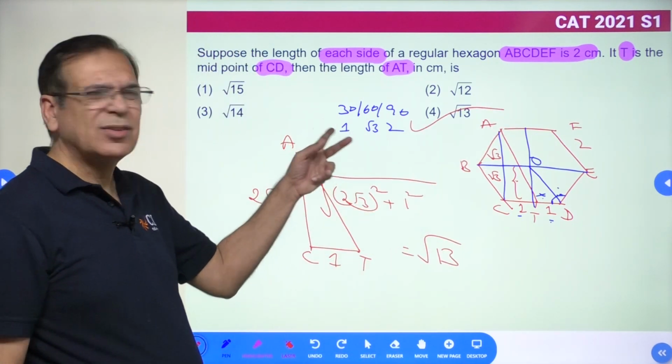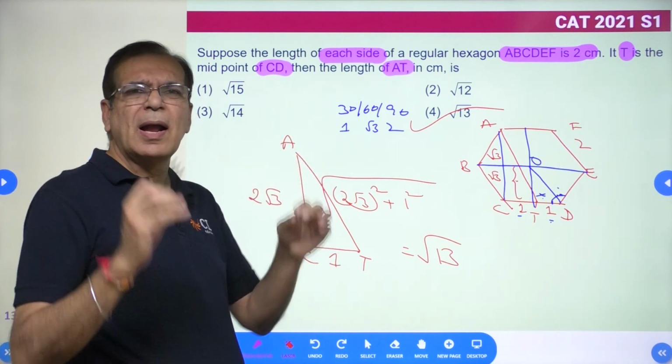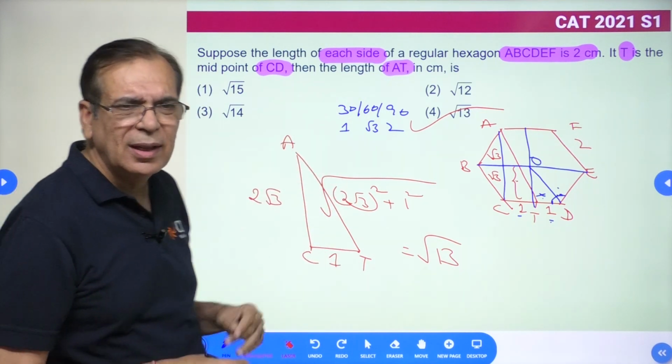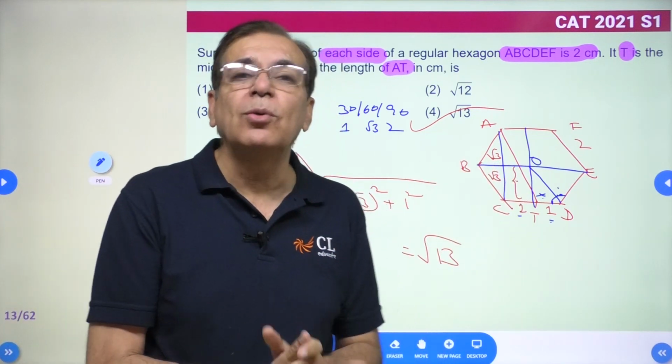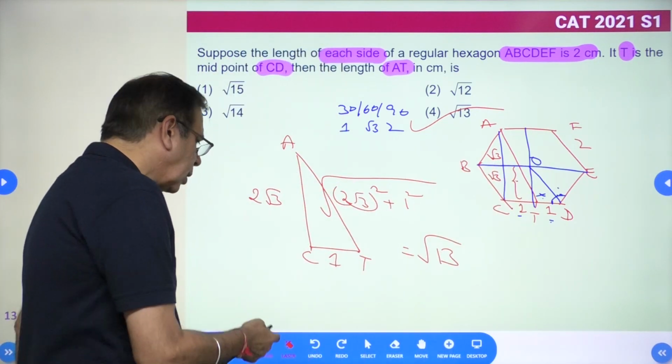Again, you see 30, 60, 90 right angle triangles, Pythagorean triplets, 30, 60, 90, 45, 45, 90. Most of the geometry questions can be done using these simple concepts or jugaads.